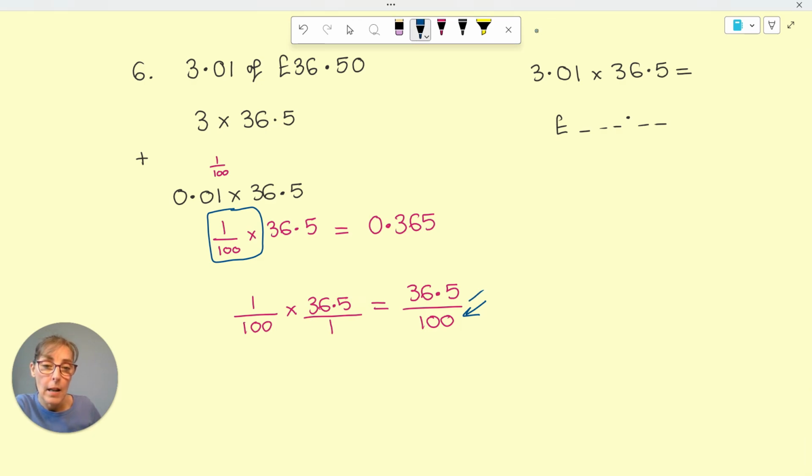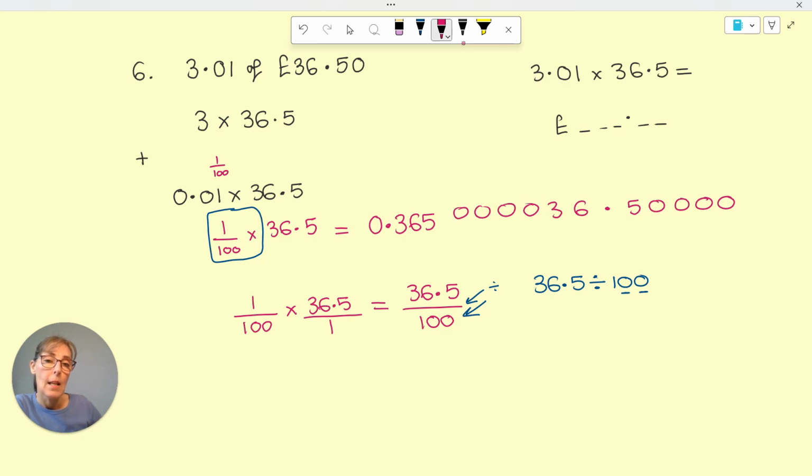So this line, remember, means divided by. So now we're doing 36.5 divided by 100. And because we're in a base 10 place value system, we've got 2 zeros there, so the numbers move down. So we've got 36.5. And what I tend to do is tell people to put zeros and then move the numbers. So divided by 100 means that one moves down to that place.